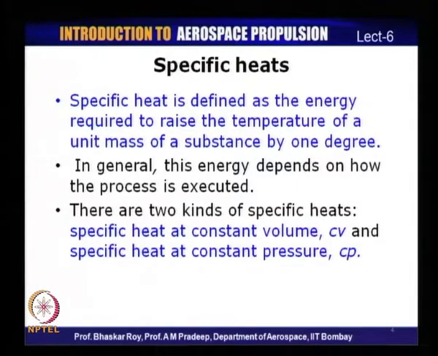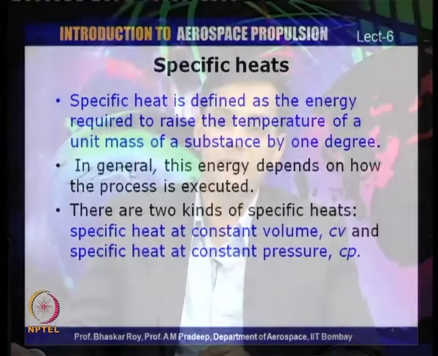Based on this, we can define two kinds of specific heat. One is known as specific heat at constant volume and the other is known as specific heat at constant pressure. Now, specific heat, as we shall see very shortly, is basically a property of a system. As we have already seen, properties are certain characteristics that define the state of a particular system.